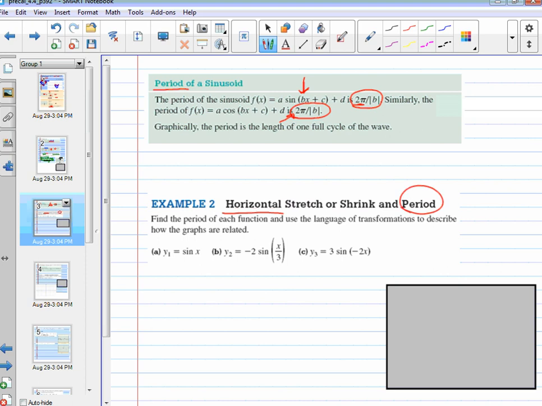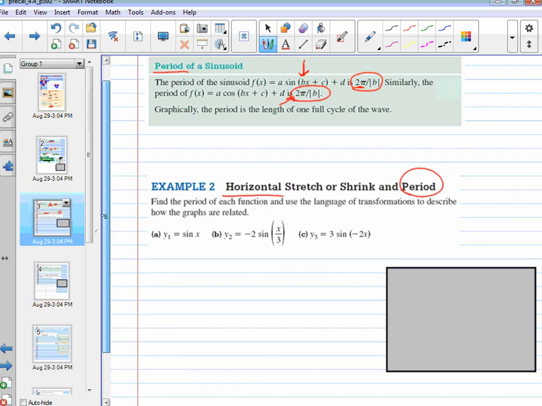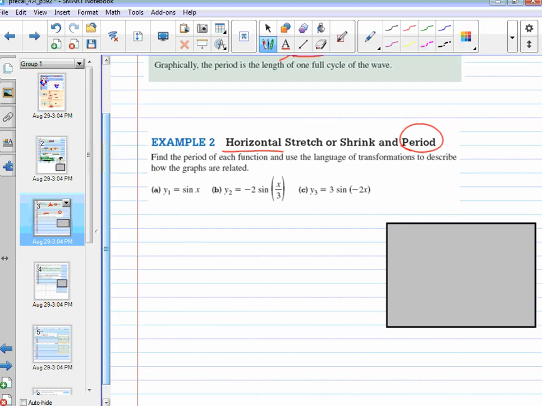Just like the vertical stretch and shrink stuff, we refer to as the amplitude. So find the period of each function, and then we're going to use the language of transformations, the horizontal stretch and shrink language. A, if I want the period, I go 2 pi divided by d. What number is right there? 1. The period of this one is 2 pi. There is absolutely no change. This is the parent function. There's no change on that one.